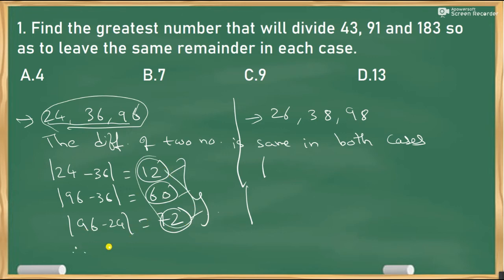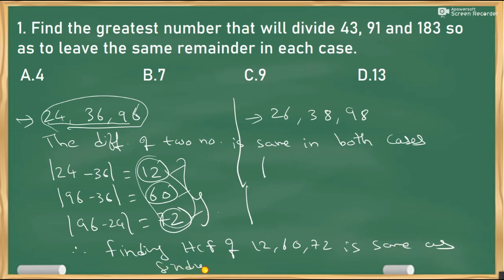Therefore, finding the HCF of 12, 60, 72 is the same as finding the HCF of 24, 36, 96. Clear? Now let me check the differences in this one.